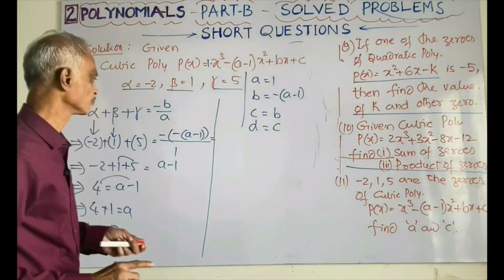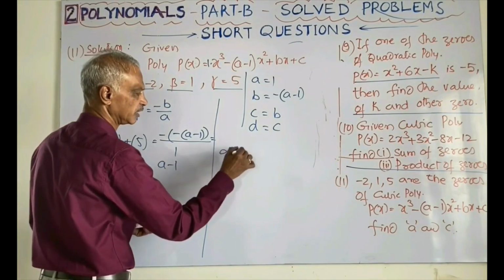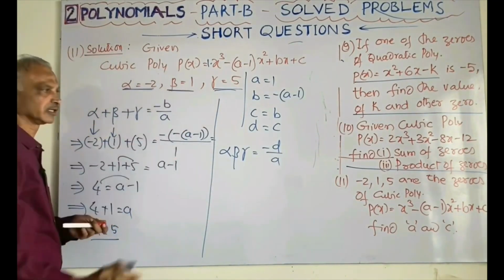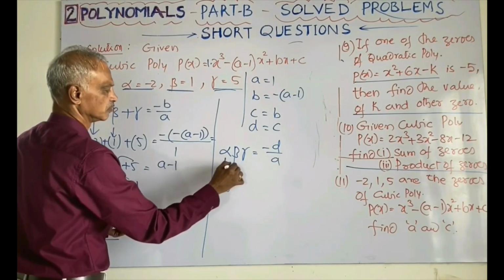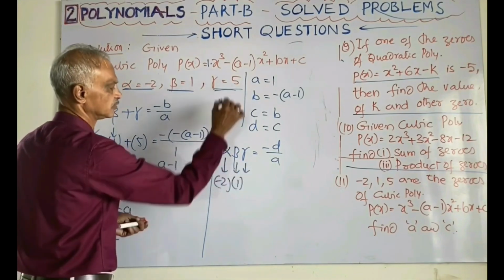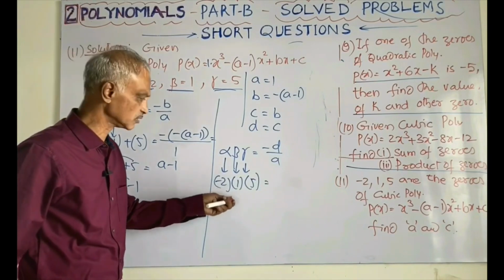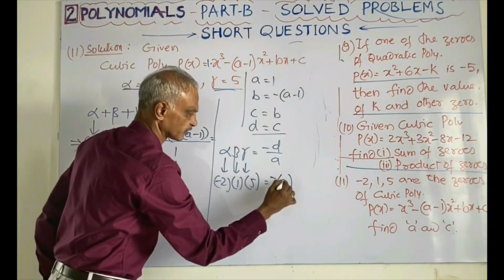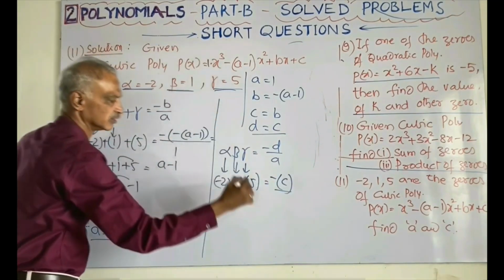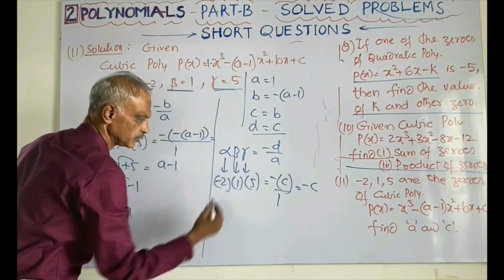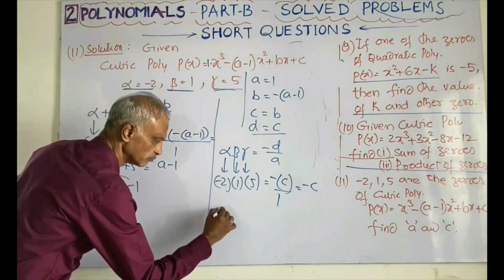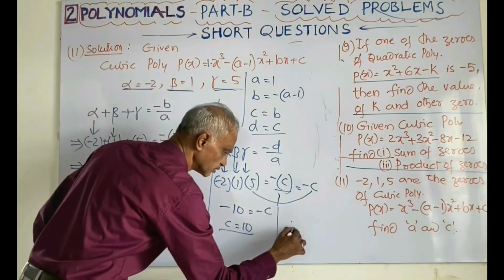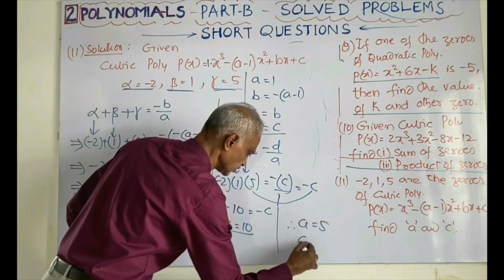Now we have to find the value of c. What is the product of zeros? Alpha beta gamma, and the formula is minus d by a. Alpha is minus 2, beta is 1, gamma is 5, so we multiply them. The product of zeros is equal to minus d by a, where d is c and a is 1, so it is equal to minus c. Minus 2 into 1 is minus 2, minus 2 into 5 is minus 10, so minus 10 is equal to minus c. C is equal to 10. Therefore we have got the values: a is equal to 5 and c is equal to 10.